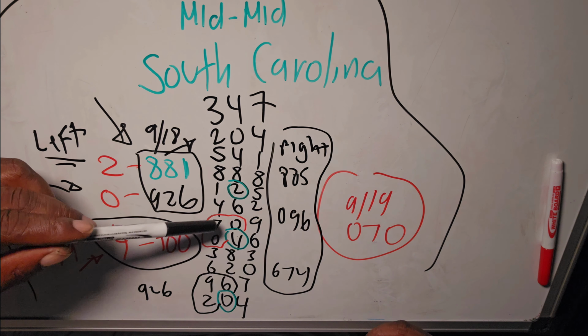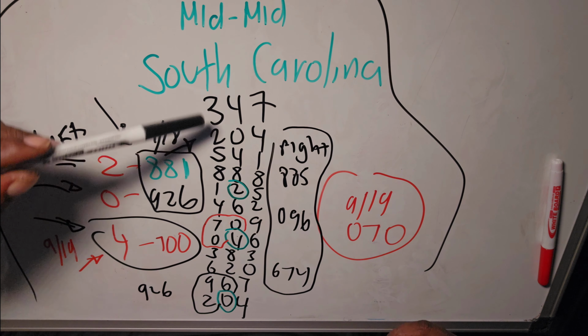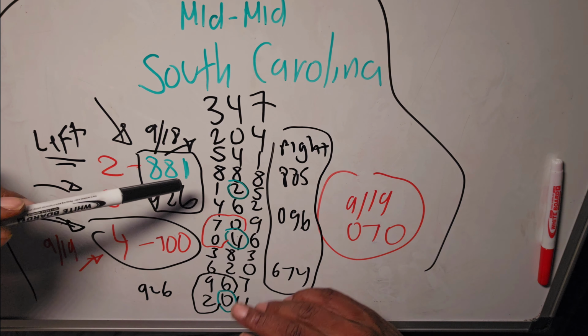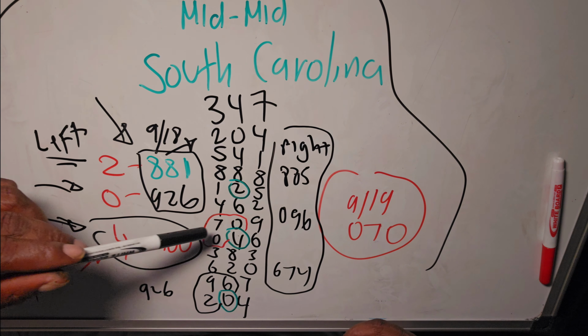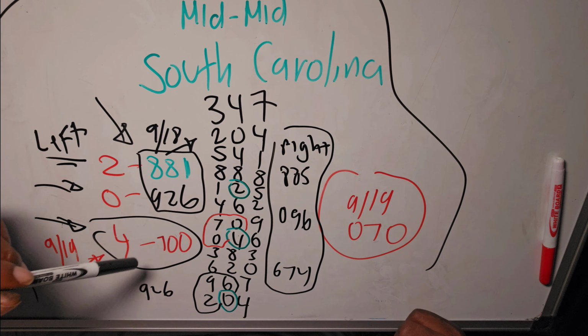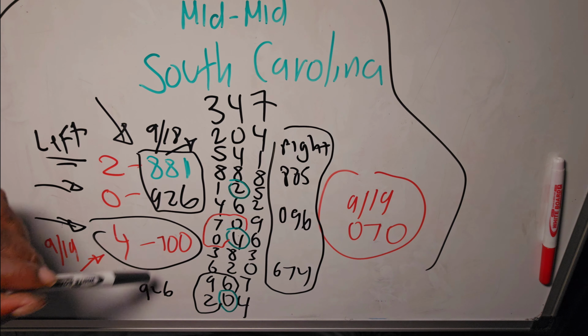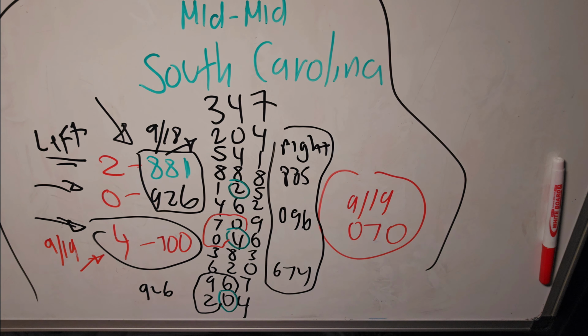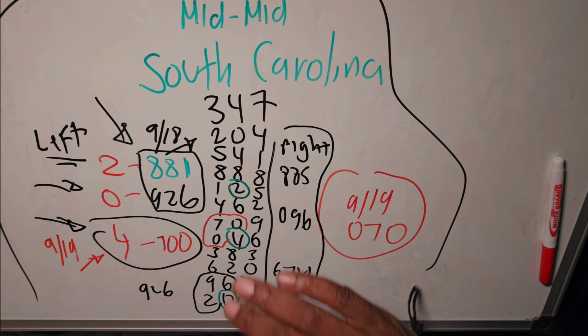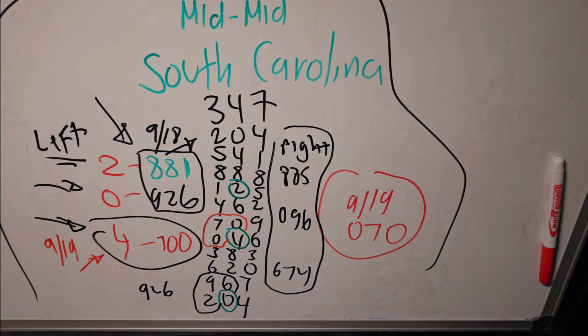But the 4 was the hit using the previous midday number. 4 gave us the 700, which came out for 919, 070. It's right here. So yeah, everybody get in tune with this. Use the individual numbers to get your next hit. Any questions, let me know.